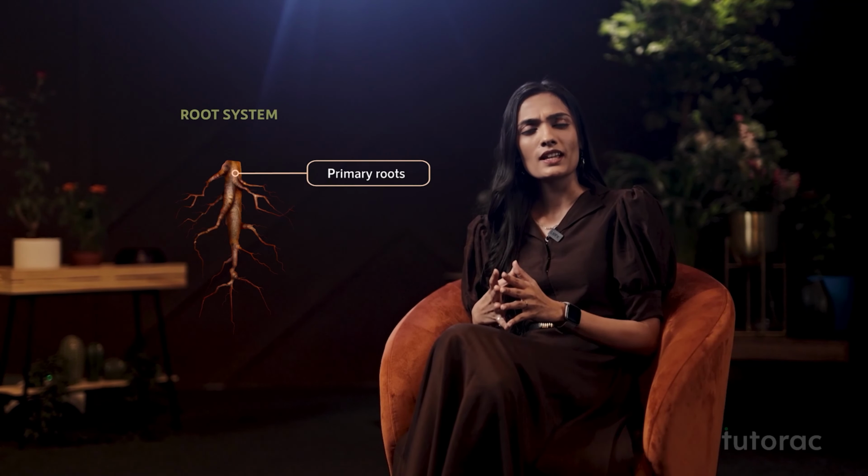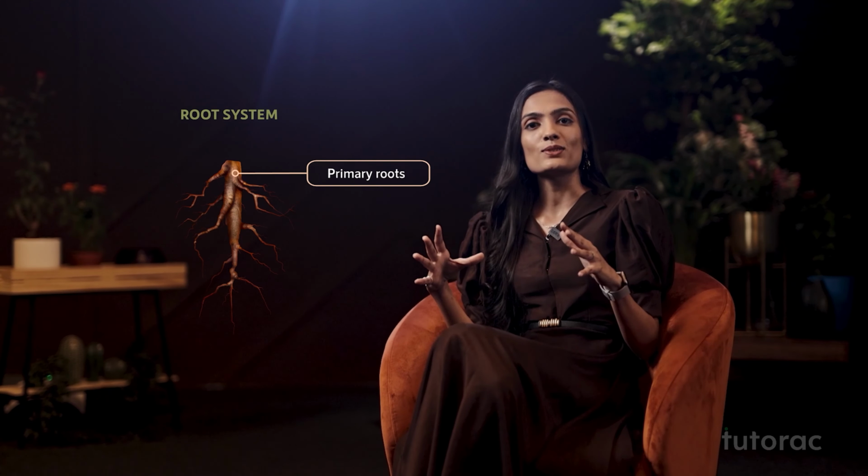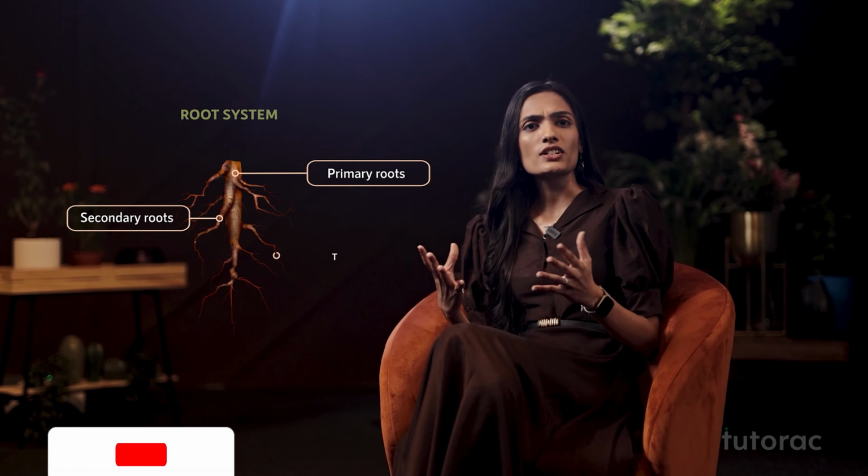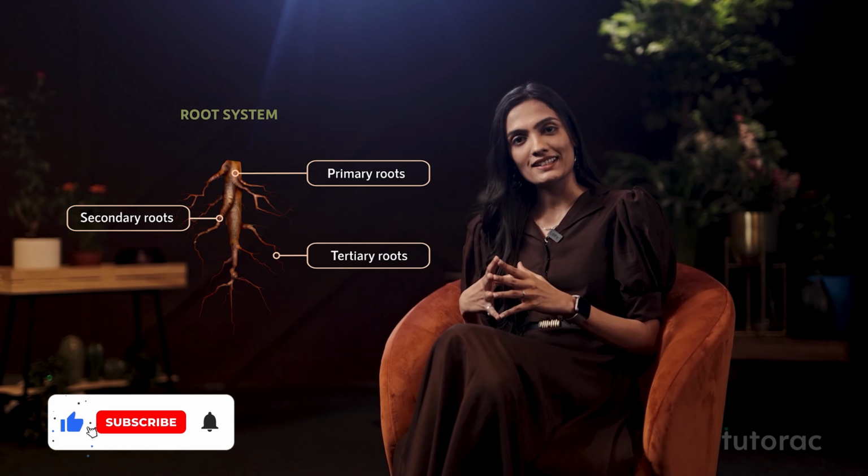We are going to learn about the root system and the regions of root in this particular video. So let's start. So root system. What is root system? Basically, root has a primary root. It is further differentiated into secondary root and further tertiary, and we have root hairs.